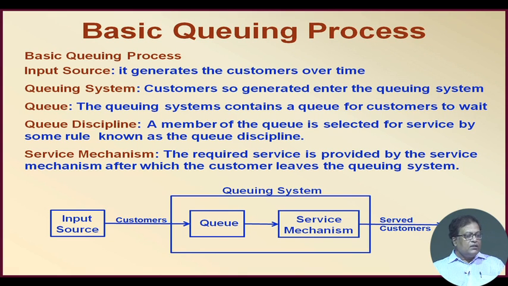Then that queuing system should have a service mechanism through which the people or things are served, and there should also be a queue discipline. What is that queue discipline? One example could be FCFS, first come first served. The first person who comes will be served, and finally the served customers leave the queuing system. So, that is the basic idea of a queuing process.